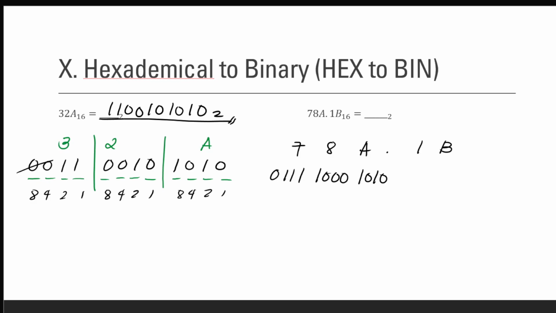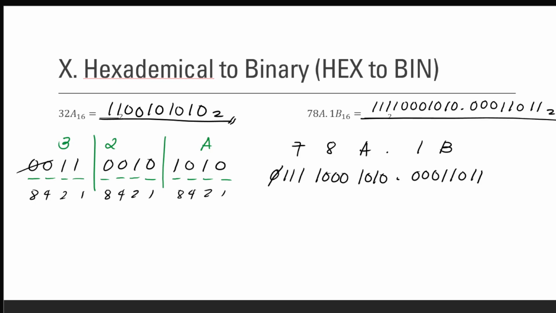Diba? That is 8 plus 2. That is 10. Point 0, 0, 0, 1. That is for 1. And for B, this is 11. So, 1, 0, 1, 1. Okay, so ito na yung answer natin. No? So you can just drop the insignificant zeros again, just like what we did in the previous example. So we have 1, 1, 1, 1, 0, 0, 0, 1, 0, 1, 0, point, 0, 0, 0, 1, 1, 0, 1, 1, base 2. Na yan. Okay, so that's how we convert hexadecimal to binary.